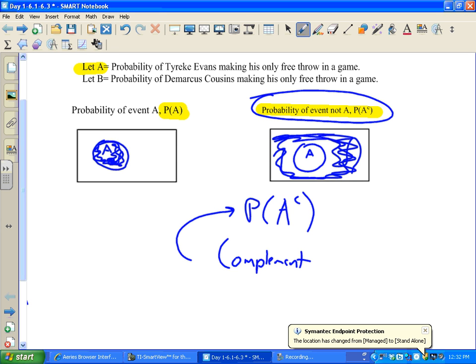Then it should make sense to you if the probability that he makes a free throw is, say, 85%, then the probability that he misses a free throw is what? 15%? Again, I'll say it. If the probability that he makes a free throw is 85%, just making that up, then it should make sense to you that the probability that he misses a free throw, or his complement, will be 15%. How did I get that? How many people got 15% when I said it just now? Okay. How did we get that?